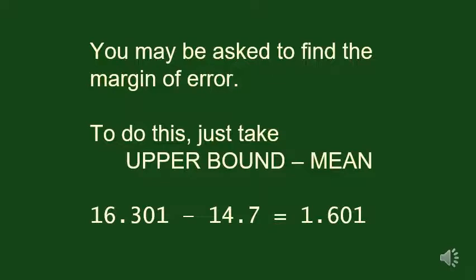If you're asked to find an interval estimate, all you really need to do is copy down those parentheses at the top of your screen on the calculator. Sometimes, though, you might be asked to find the margin of error. And you can always do that by just taking the top number minus the mean from your sample. So here it would be 16.301 minus 14.7. That gives us a margin of error of 1.601.